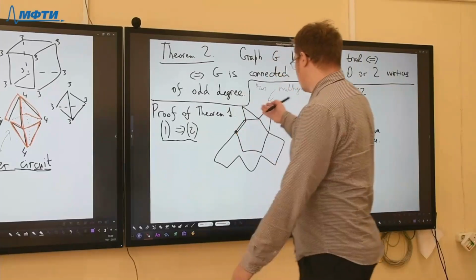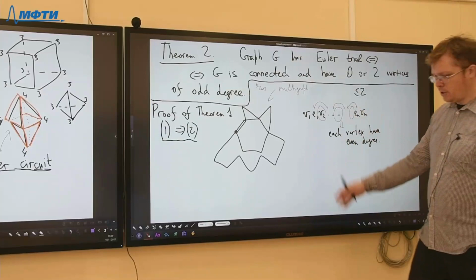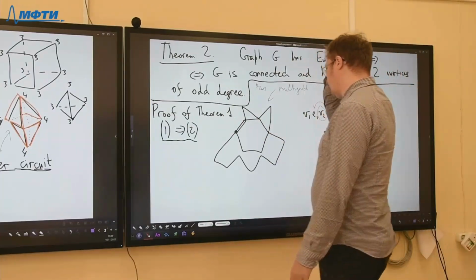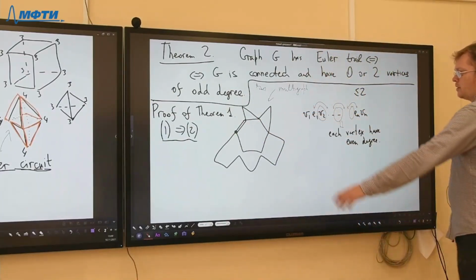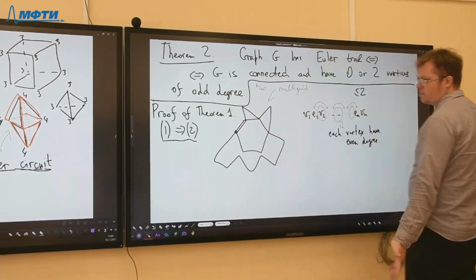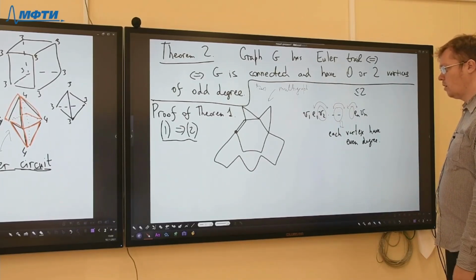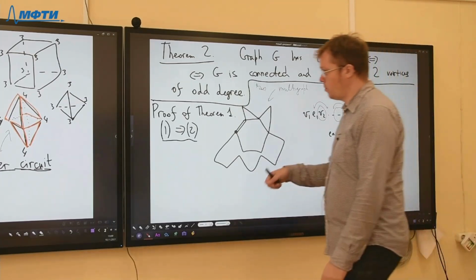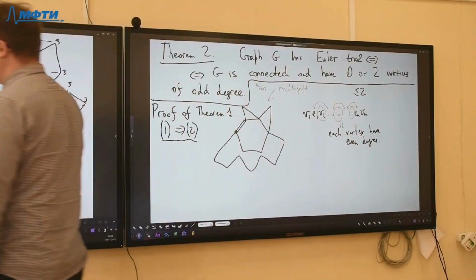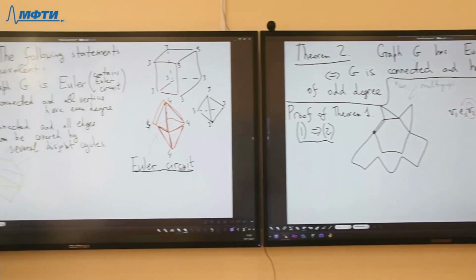And of course, it should be connected, because if you have all edges in one circuit, then we can take a path, so we can connect every 2 vertices of the graph, because we can just use this circuit to connect them. Okay, and to prove the second condition implies the first, we prove from 2 to 3, and then from 3 to 1.